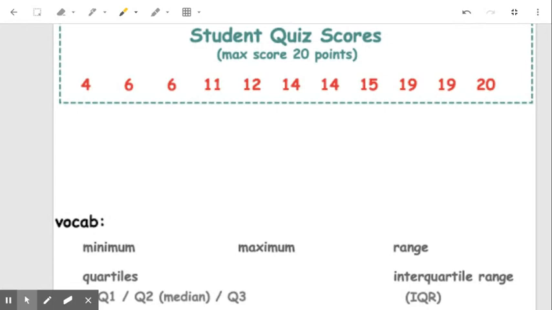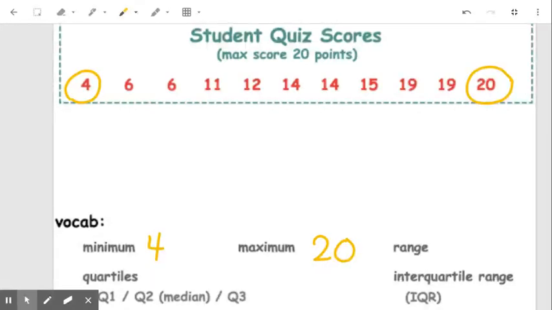When you look at these student quiz scores, notice that I already have them arranged smallest to largest. If you're going to do any of these measures of spread, you have to make sure that they're started out that way to begin with. So the minimum is the very lowest, and that is 4. Likewise, the maximum is the very highest. In this case, our maximum is 20.